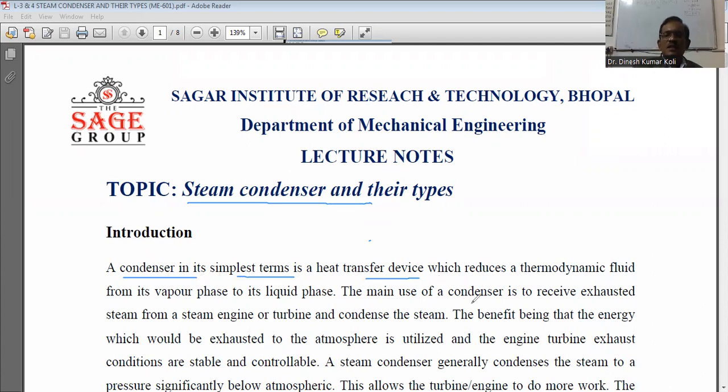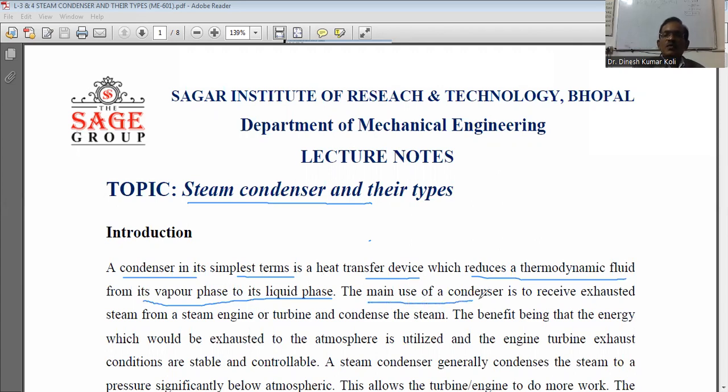It transfers heat and reduces a thermodynamic fluid from its vapor phase to its liquid phase. So very simply we can say a steam condenser is a device which changes the phase of the steam into water. So there is a phase change from the gaseous phase to the liquid phase. Because its name is steam condenser, it is condensing the steam. Steam changes from its gaseous phase to the liquid phase, that is water.